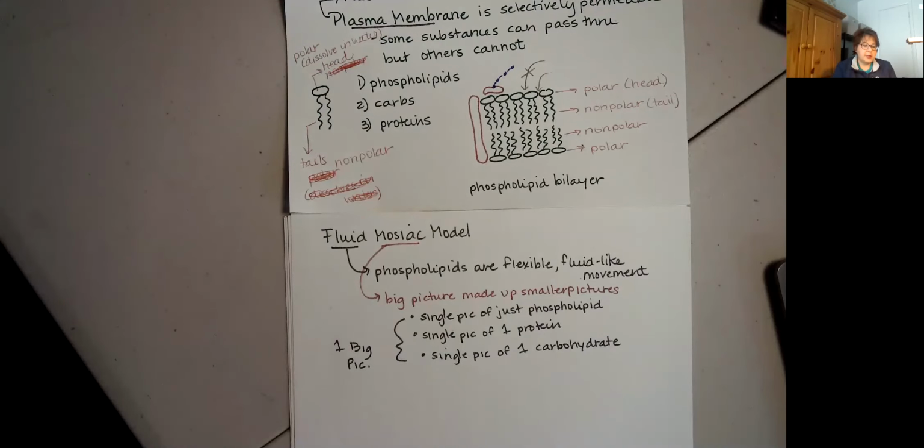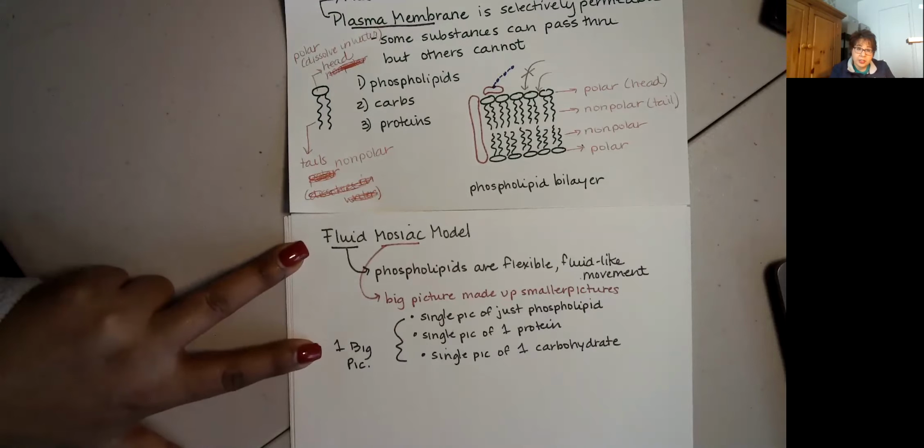So when someone asks you, what does a cell membrane look like? Well, we often say it's a fluid mosaic because the phospholipids are flexible, but it's also a big picture made up of a lot of smaller pictures. You'll probably see a question on the quiz about what it means to have a fluid mosaic.